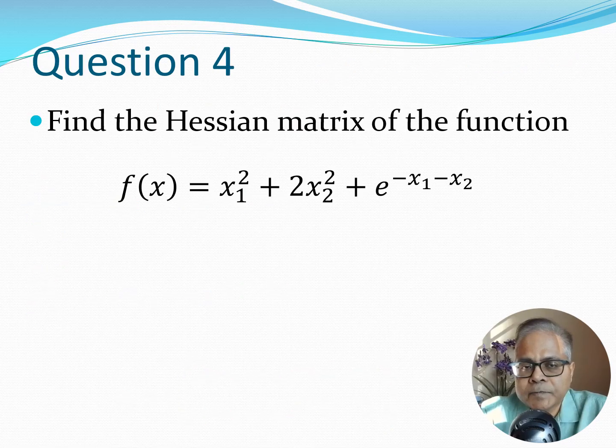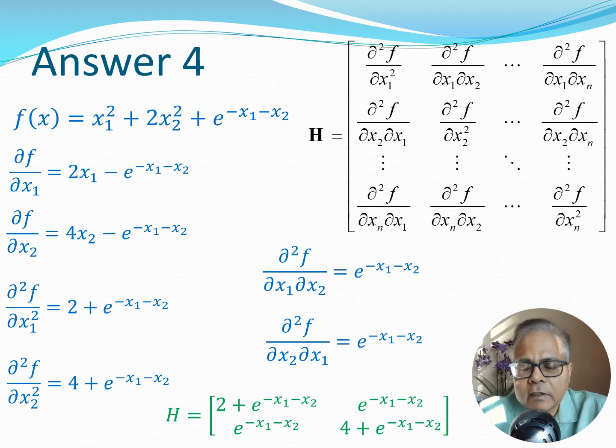Now question number 4 tells us to find the Hessian matrix of this function f of x, the same function as we looked at in the previous example. The definition of this H matrix is given here. This is the second differential. For example, the diagonal terms are simply f differentiated with respect to x1, x2, all the way to xn twice. And then we see the off diagonal terms.